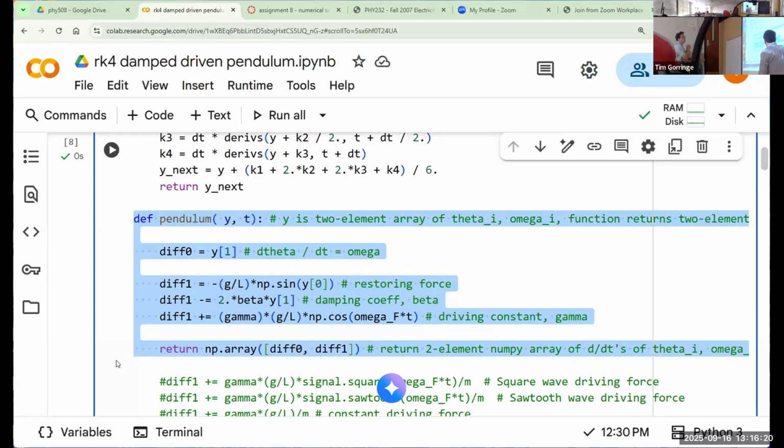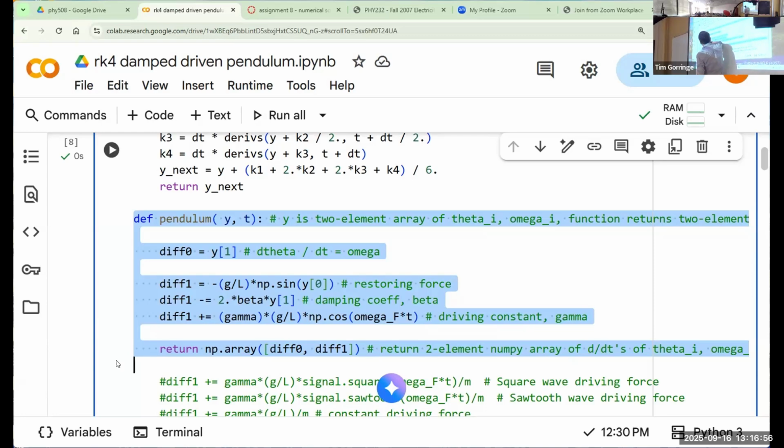And then I've got the driving force down here. Its strength was characterized by a driving constant, which I called gamma. It is the ratio between the amplitude of the driving force and the force of gravity on the object. So that's the gamma here. Its sinusoidal dependence was characterized by its own frequency. That's the omega f here. And I add that force on.